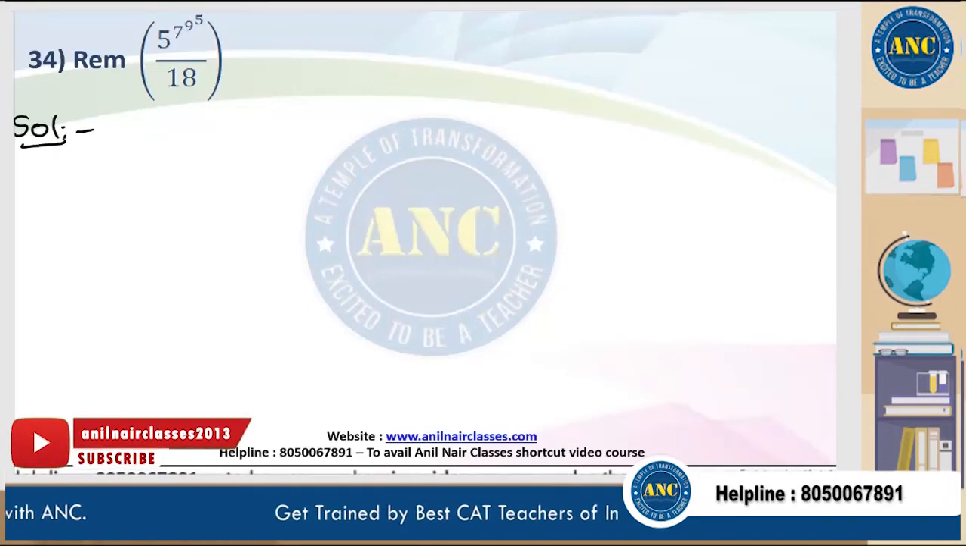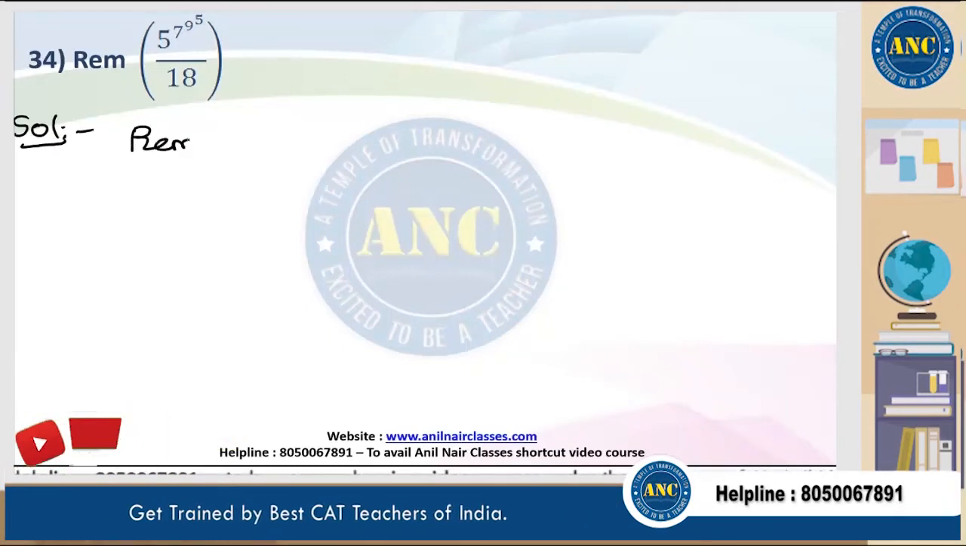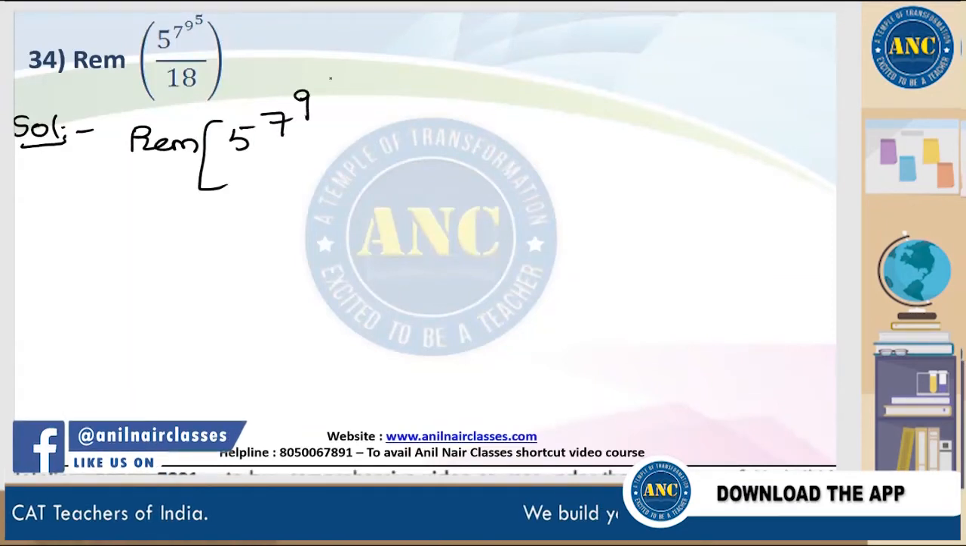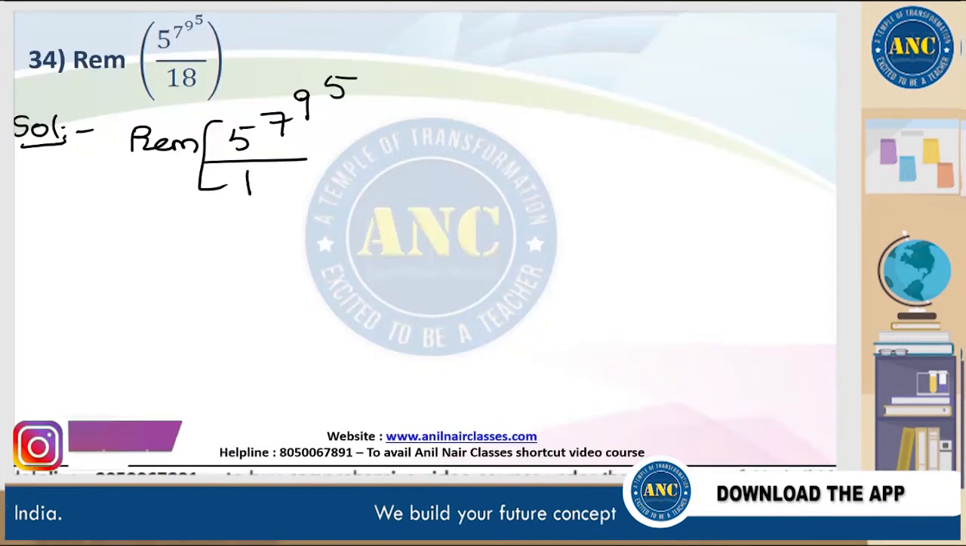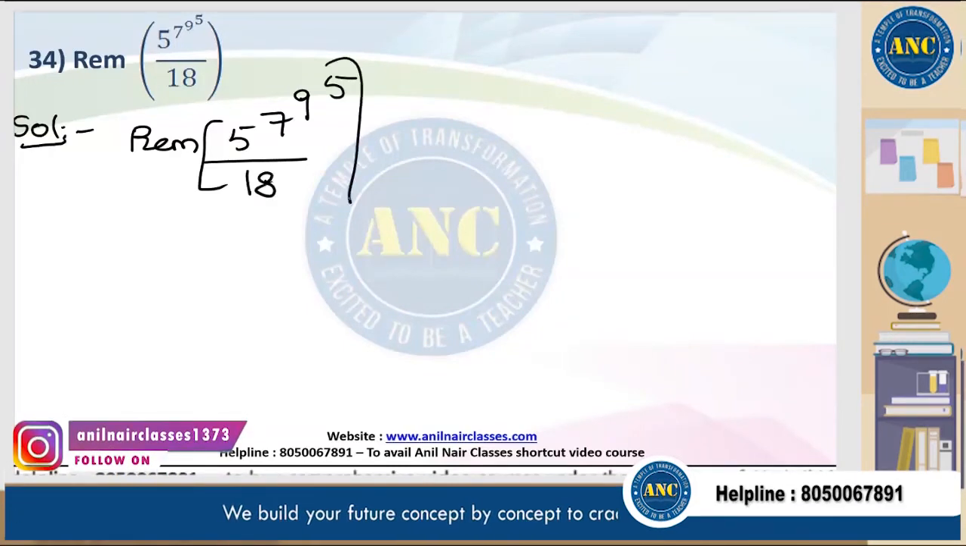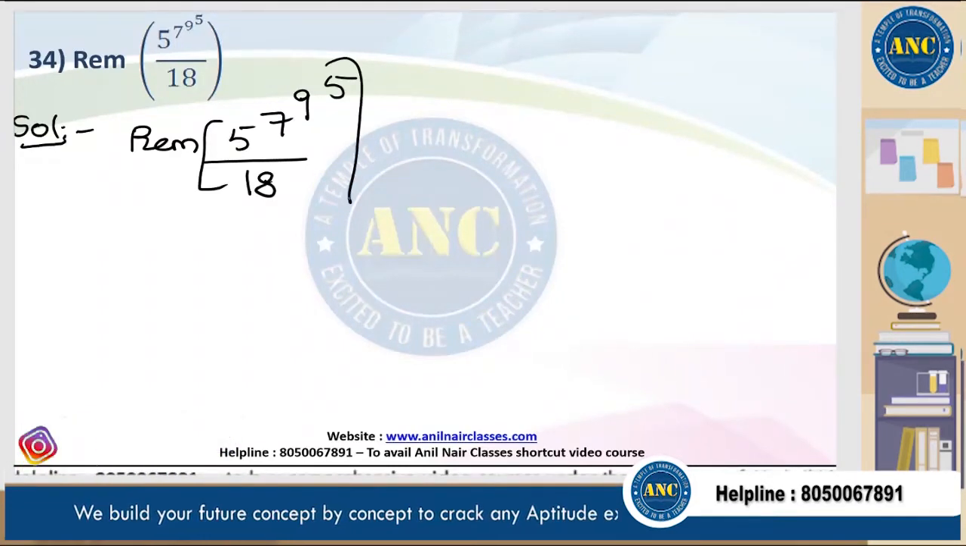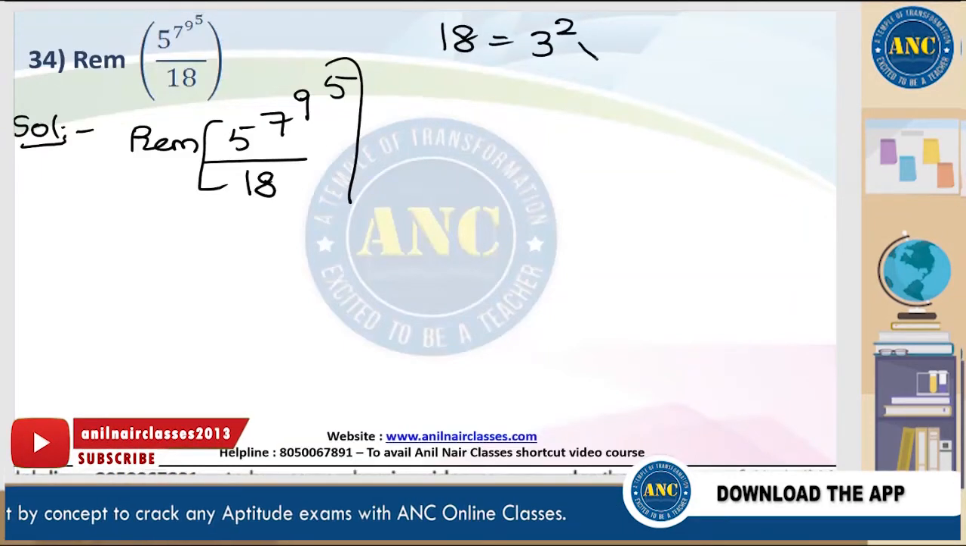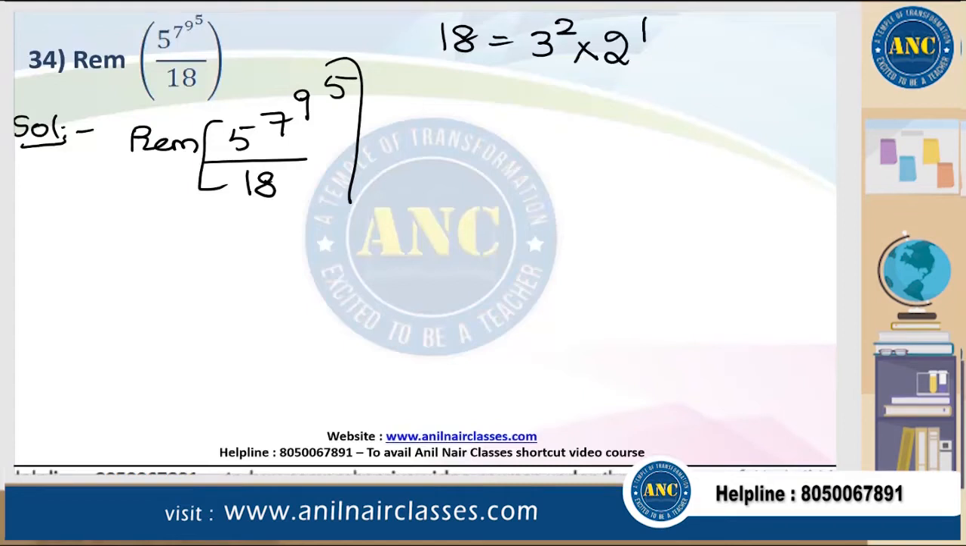4 power 5 power 7 power 9 power 5 divided by 18. This is the question. Please put a star mark on the question. 5 power 7 power 9 power 5 divided by 18. 18 is a composite number. So it is 3 square into 2 power 1.